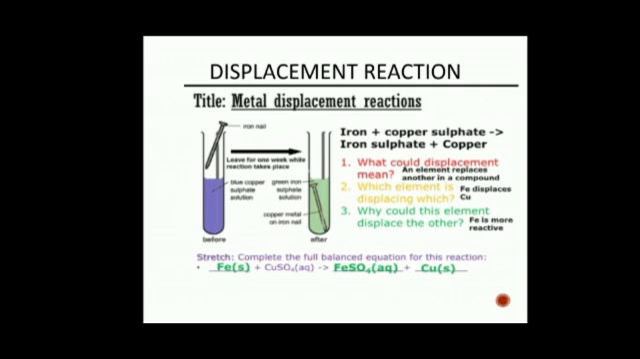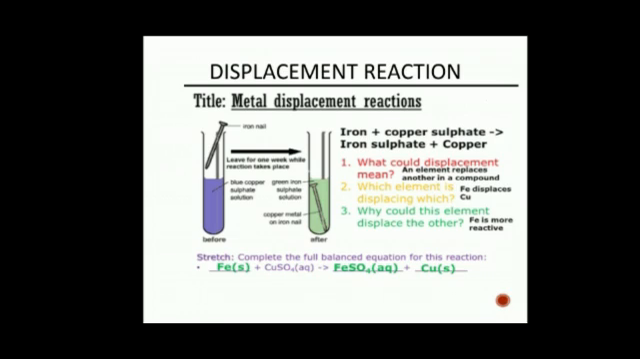And that next type, after combination and decomposition, is displacement reaction. Now, how can I define displacement reaction? We can define displacement reaction this way: when a more reactive metal, you can see on the slide it is clearly mentioned, Fe is more reactive. So what we can say, when a more reactive metal like iron displaces a less reactive metal, that is copper, from its salt solution, it is known as displacement reaction or metal displacement reaction.